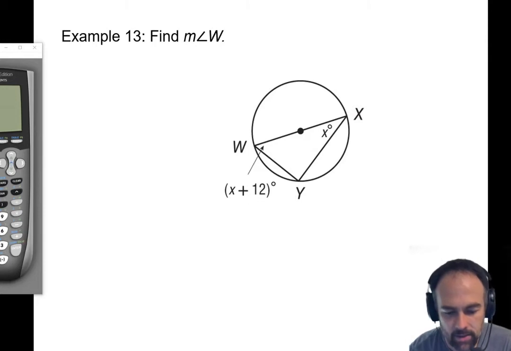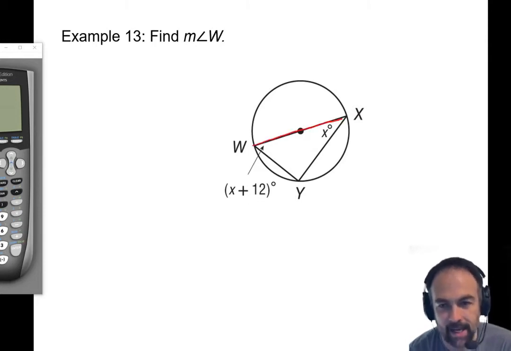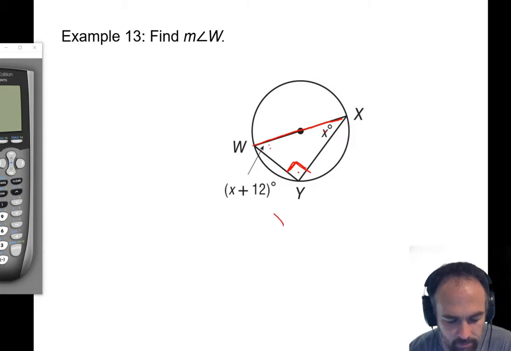All right, let's take this down to the application level because it makes a little bit more sense that way. Here, WX is a diameter and Y is an inscribed angle. That means Y must be a 90-degree angle. Now what that tells me is my other two angles inside a right triangle must also add to 90.